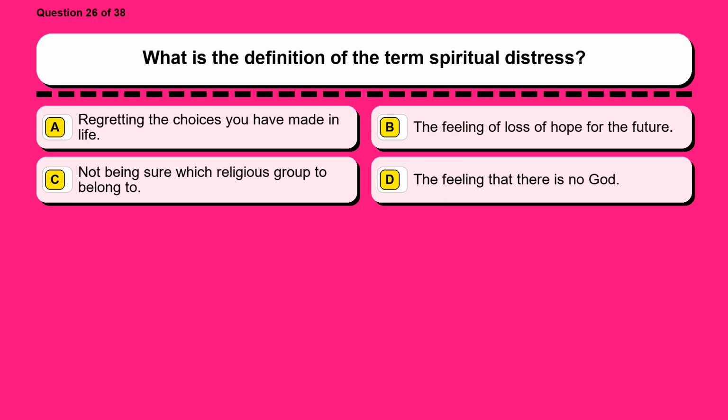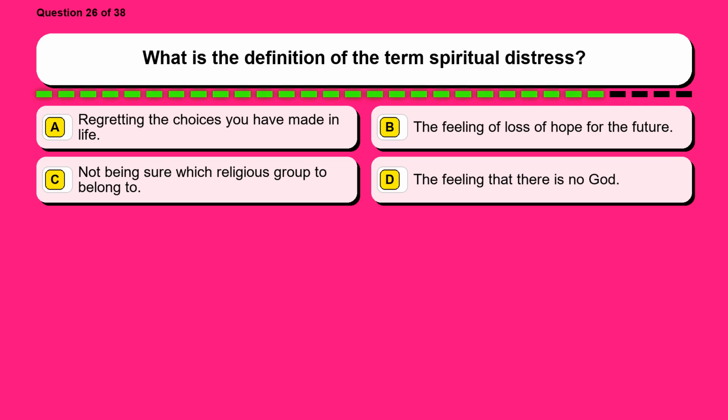Question 26. What is the definition of the term spiritual distress? Option A, regretting the choices you have made in life. Option B, the feeling of loss of hope for the future. Option C, not being sure which religious group to belong to. Option D, the feeling that there is no God.